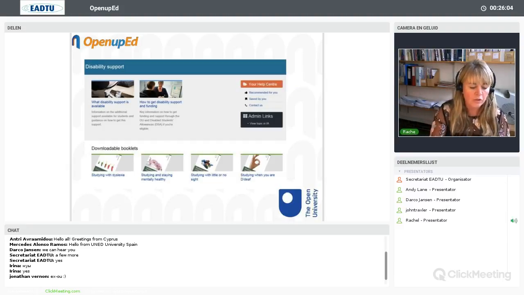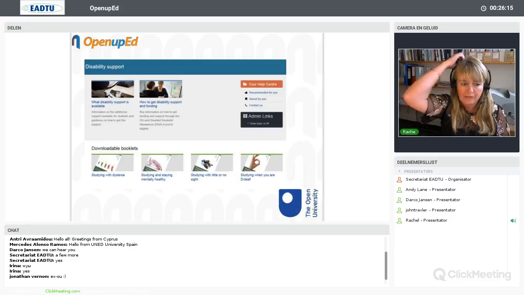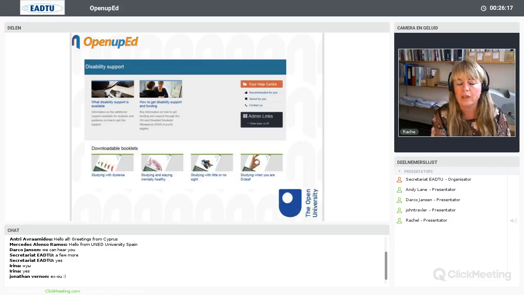So, as Andy said, we're talking generally about our approach. This includes our more formal learning, but also our MOOCs and free courses. And this is a screenshot of the disability support. This is what inquirers, potential students who've not yet signed up, might look at to see how we support them. It's just to give you an example of the types of support that we offer.